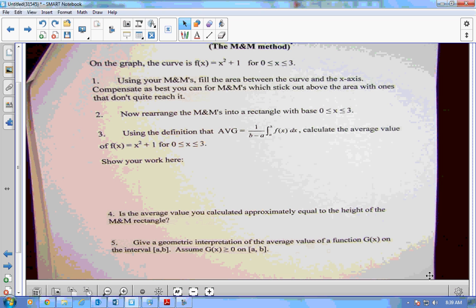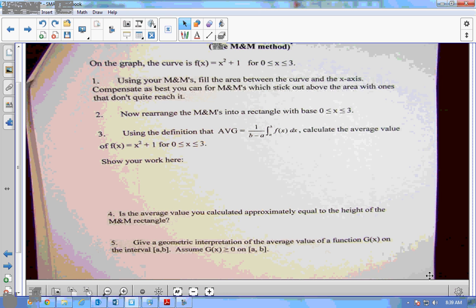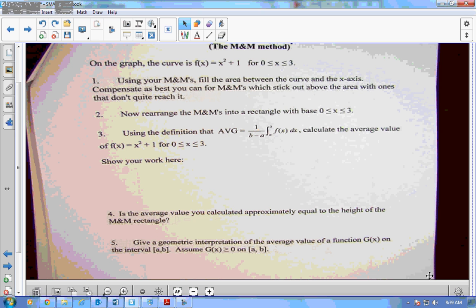On the x-axis. And you can see 3 is kind of cut off, but it's the furthest right. Okay, up to 3. 3 is the furthest right endpoint. It kind of got cut off into a perfect rectangle. Then you're using the definition of average. Calculate the average value.